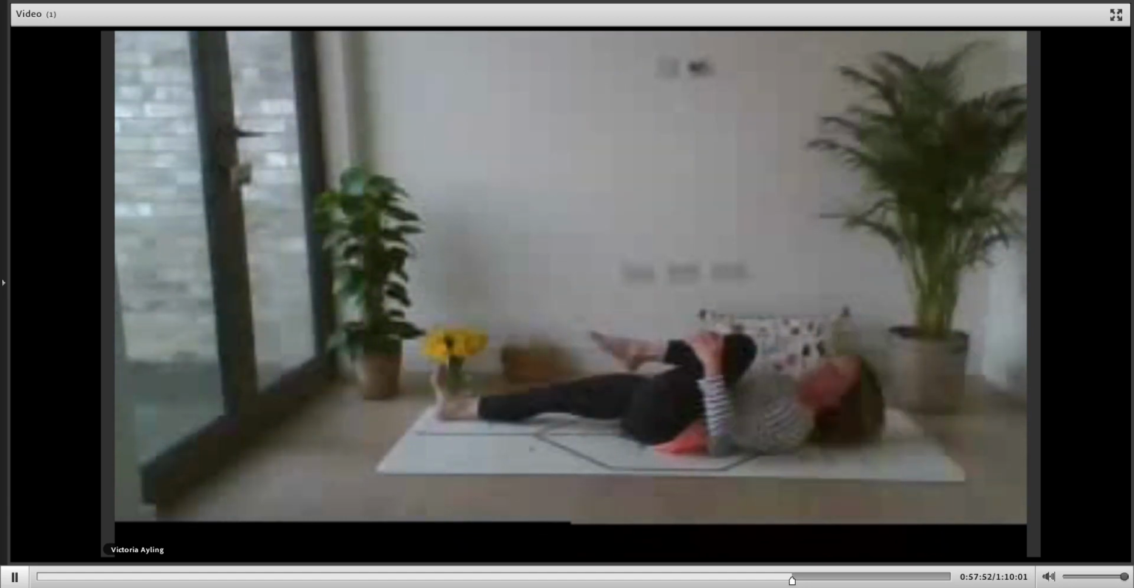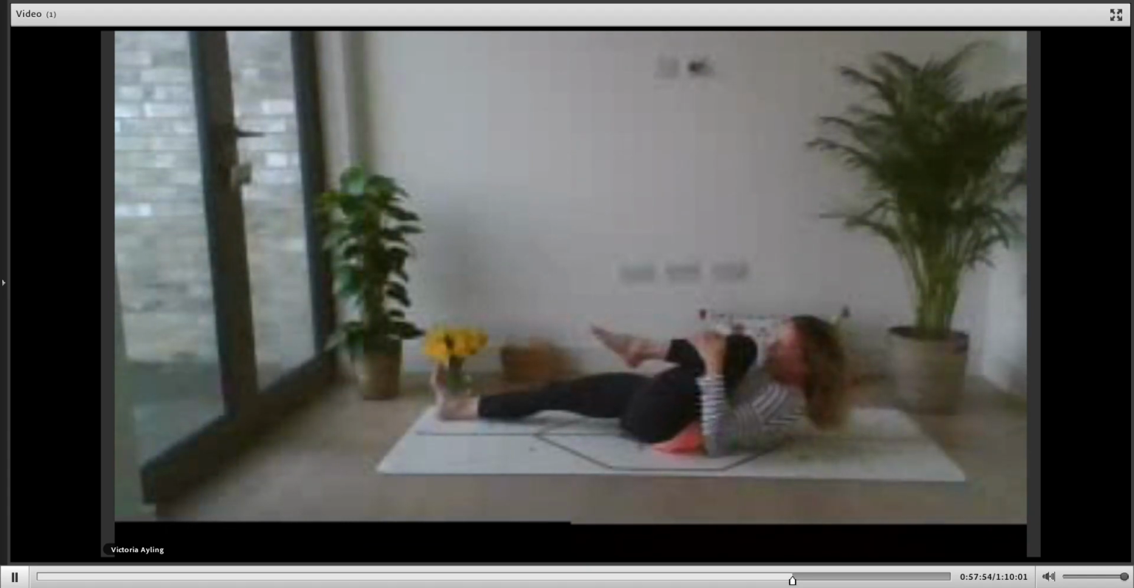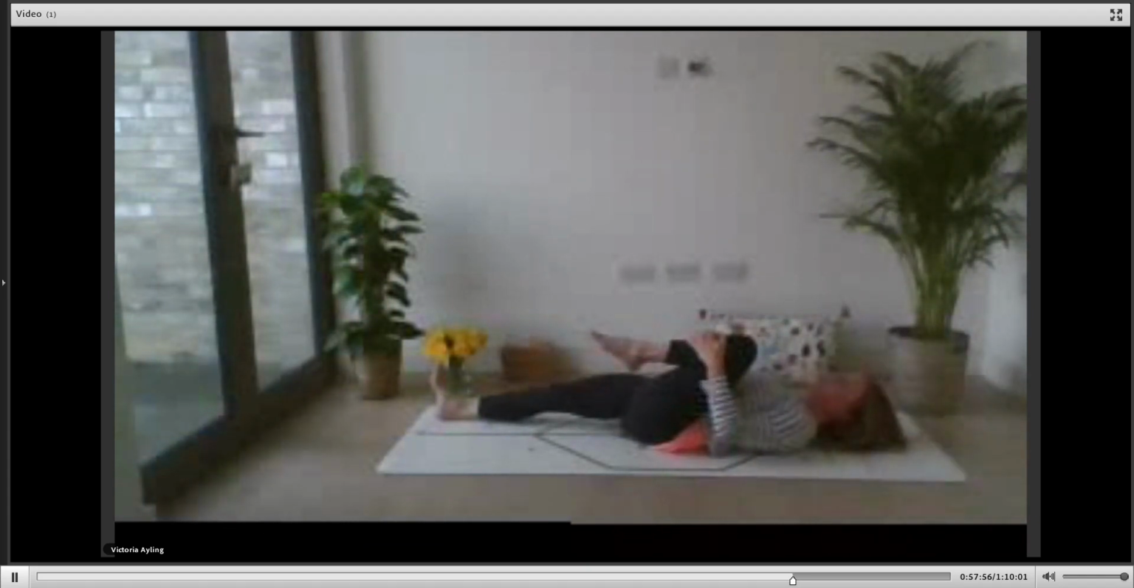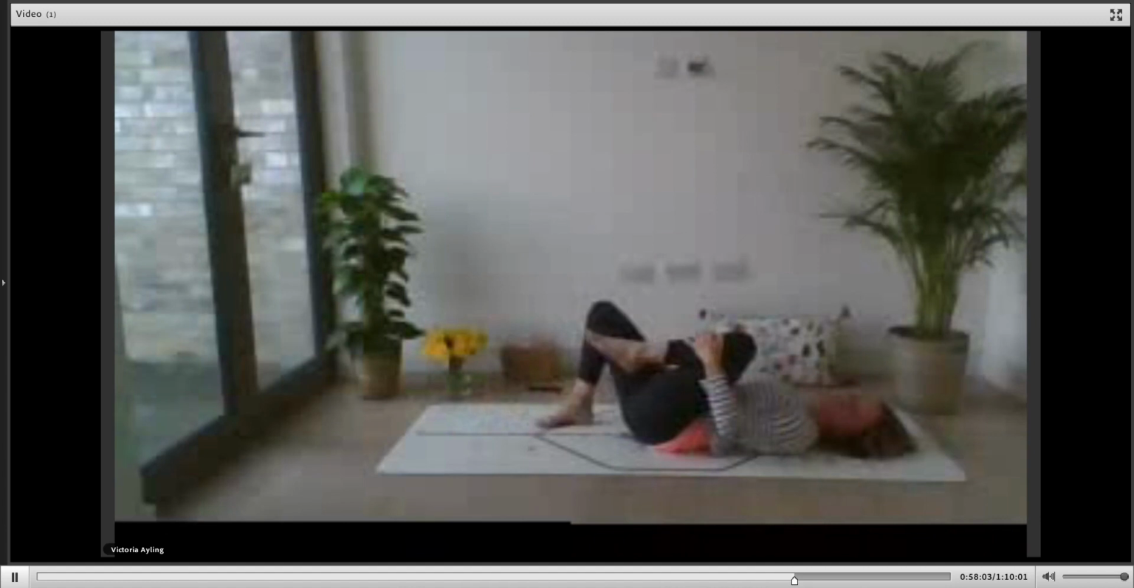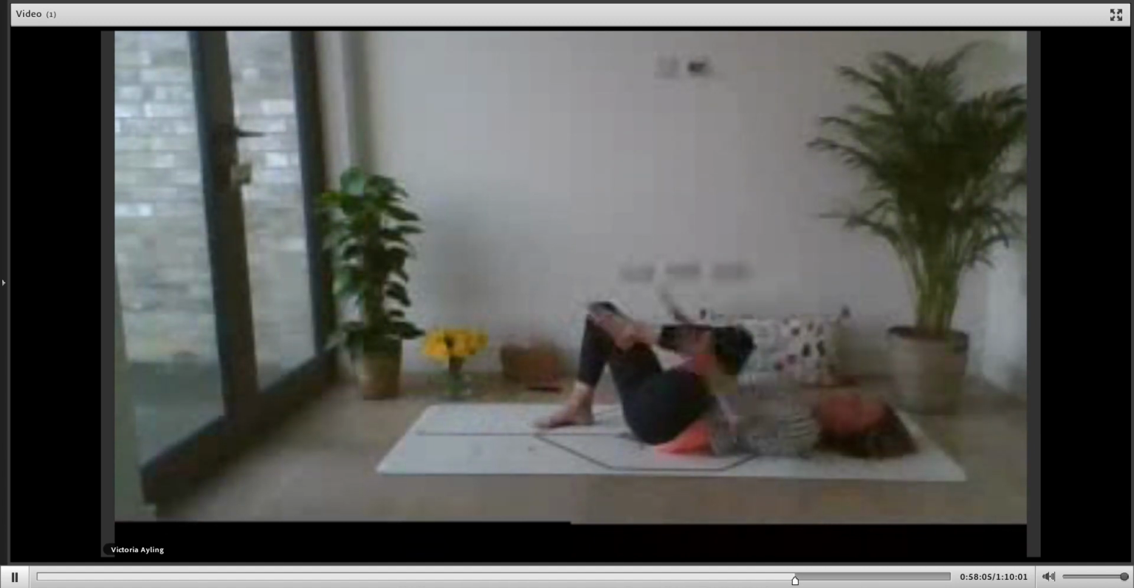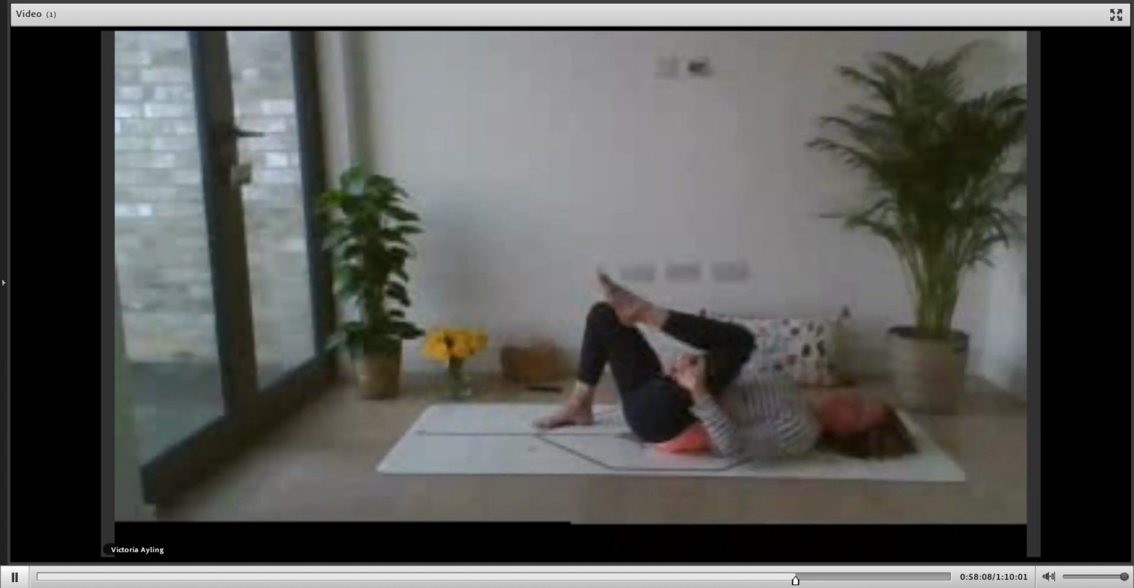Good, last one. And when the head comes back down, pause there. The leg that is straight, so the right leg, bend it. The foot comes to the floor. And then flip your hands on the back of the left thigh.